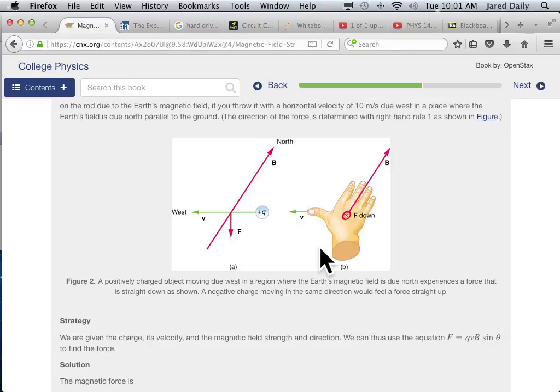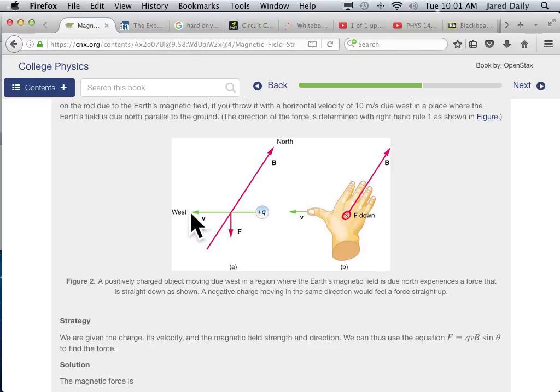To use the right-hand rule, we're going to put our thumb in the direction of the velocity of the particle and our hand in the direction of the magnetic field. Now this right-hand rule works for positive charges. So it's going to tell us the direction of the force for a positive charge in this situation. Our palm is now pointing down, so that's the direction this charge will feel the force from the magnetic field.